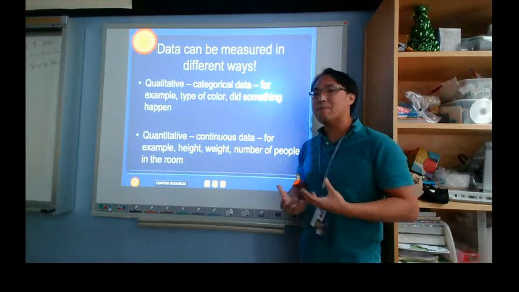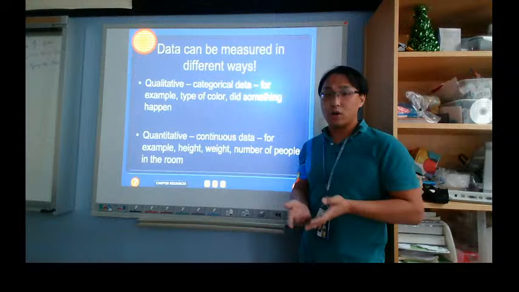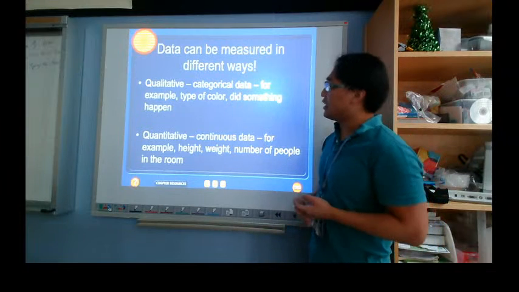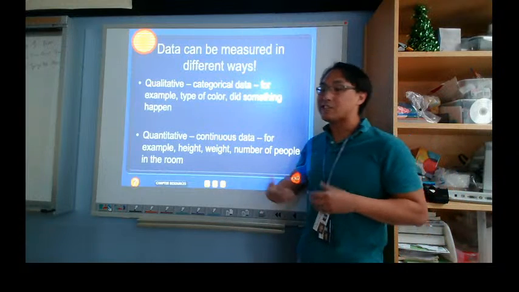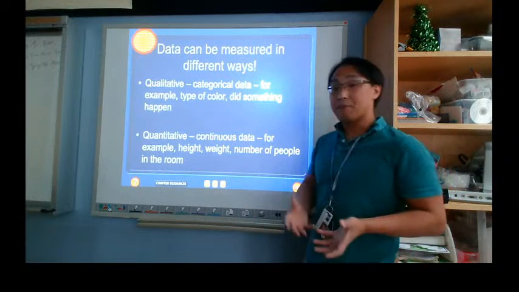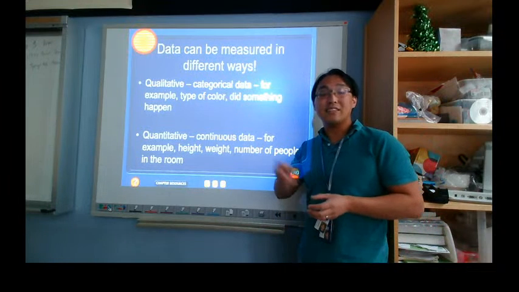Now, data can be measured in different ways. You can have qualitative data, you can have quantitative data. Your qualitative data is going to be your categorical data. Sometimes it's just a simple yes or a no. Sometimes it's the type of color. Those are difficult to measure in terms of putting numbers on it.